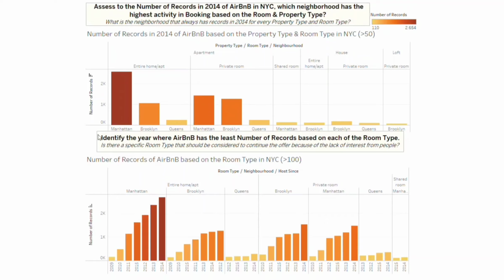Question 4. Identify the year where Airbnb has the least number of records based on each of the room type. With the following question. Is there a specific room type that should be considered to continue the offer because of the lack of interest from people? For the entire home or apartment room type, Manhattan and Brooklyn experienced the least records in 2009, while Queens in 2012. In 2010, the private rooms in Brooklyn and Manhattan had the least records, different from Queens, which happened in 2013. The shared room only has the records of Manhattan and the least was in 2015.